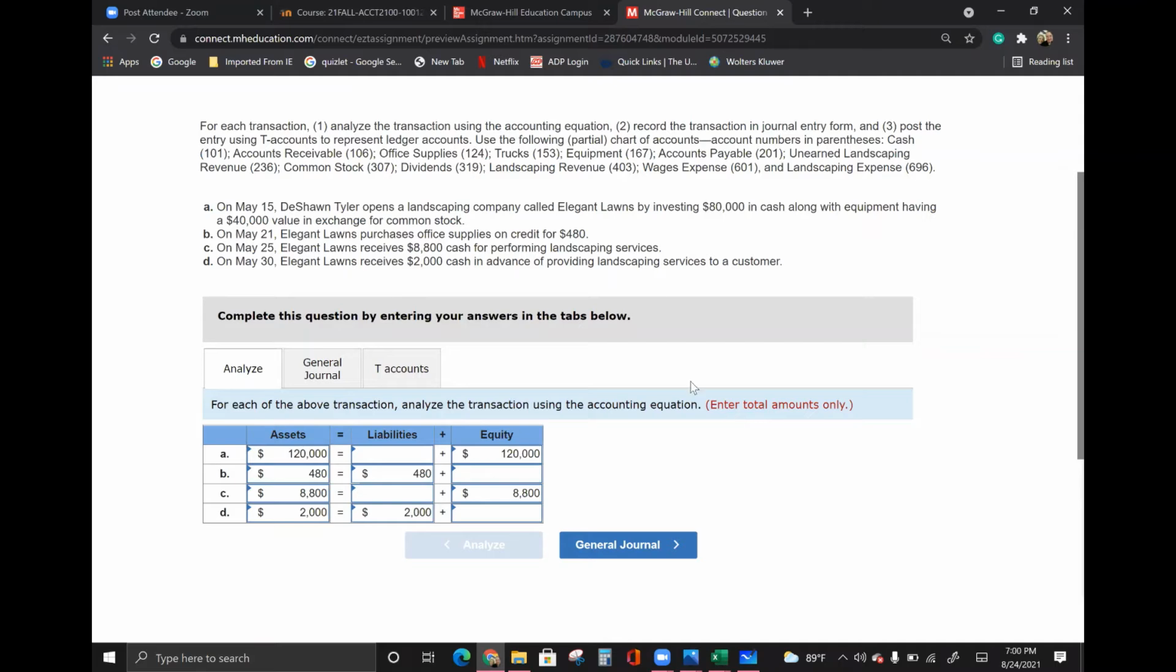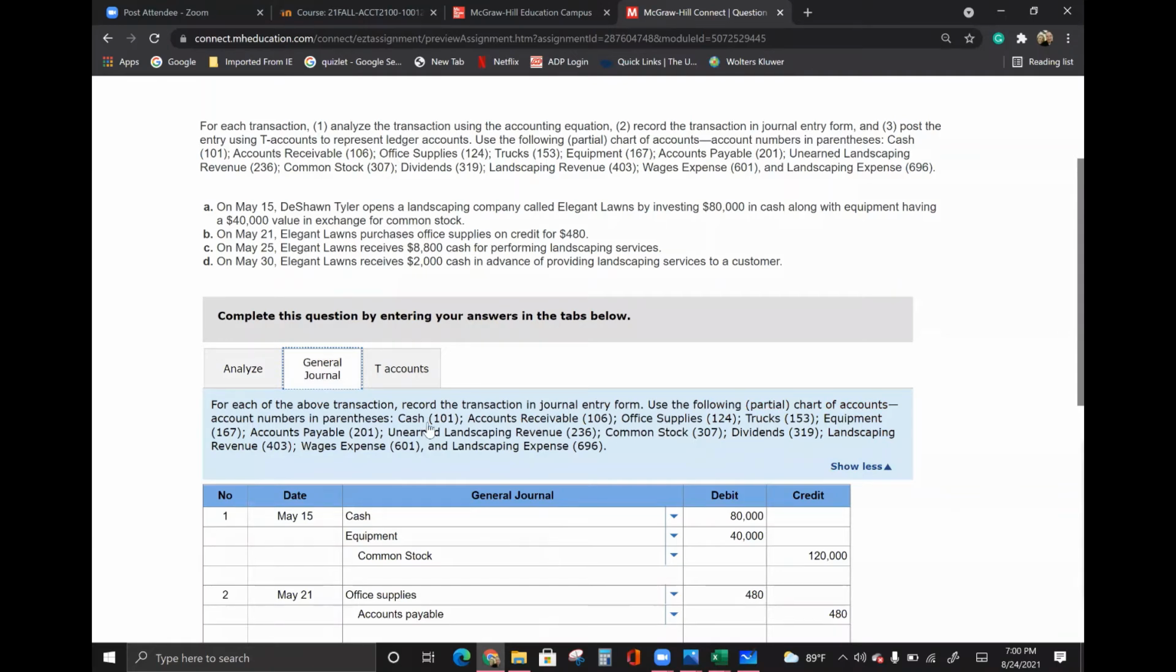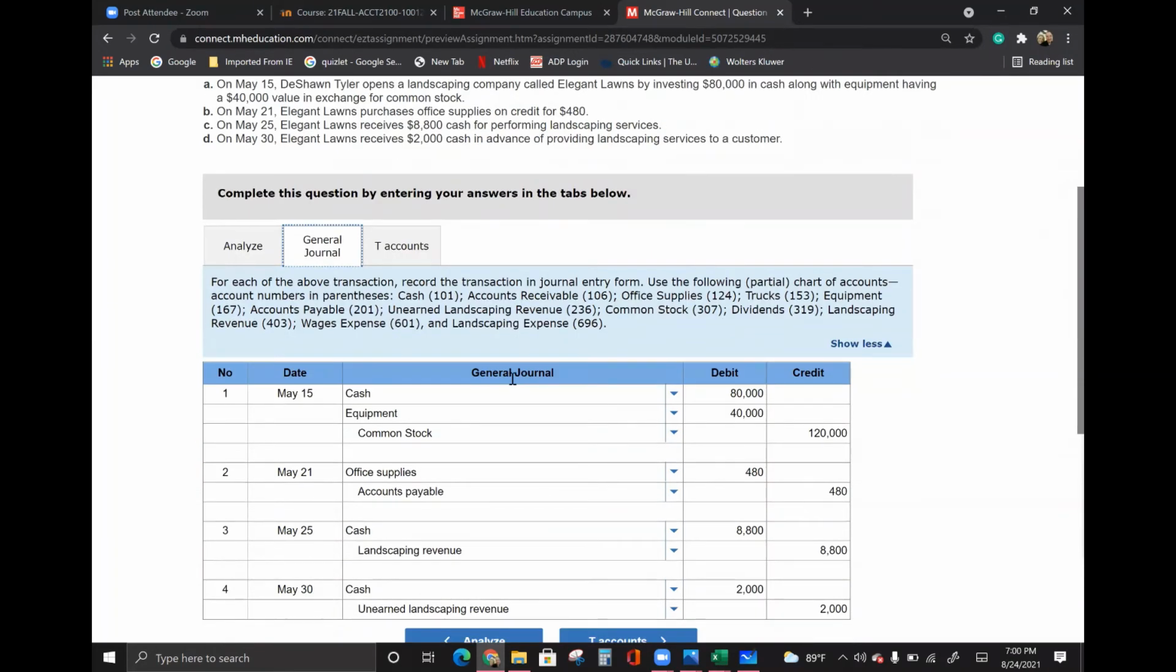Okay, so let's look at the journal entries. So the first entry obviously has more than 2 accounts that are affected. But we still have things happening on both sides, debit and credit. All right, we're getting cash of 80,000. So we want 80,000 to go in cash. We're also getting equipment that's being put into the business. So that's $40,000.